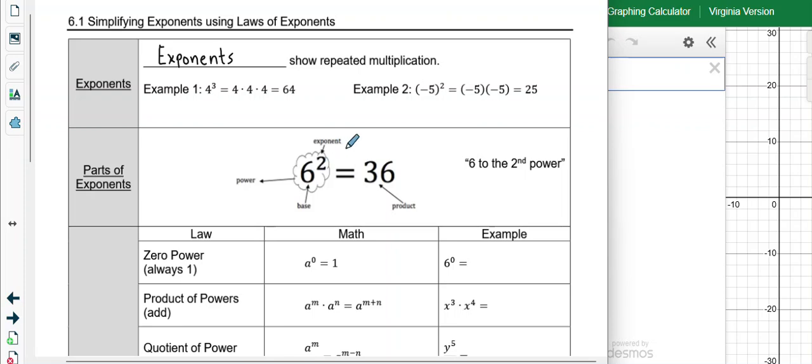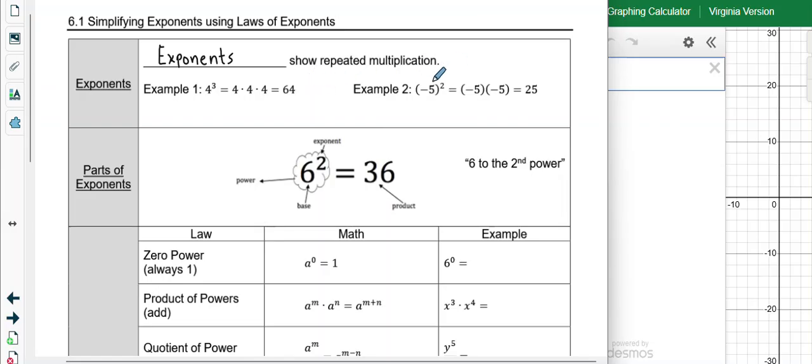6 to the power of 2 is the same thing as, we can expand that as saying 6 multiplied by itself 2 times, which is equal to 36. Okay, that's what it means. So for example, we have here 4 raised to the power of 3. So this is 4 times 4 times 4 equals 64.